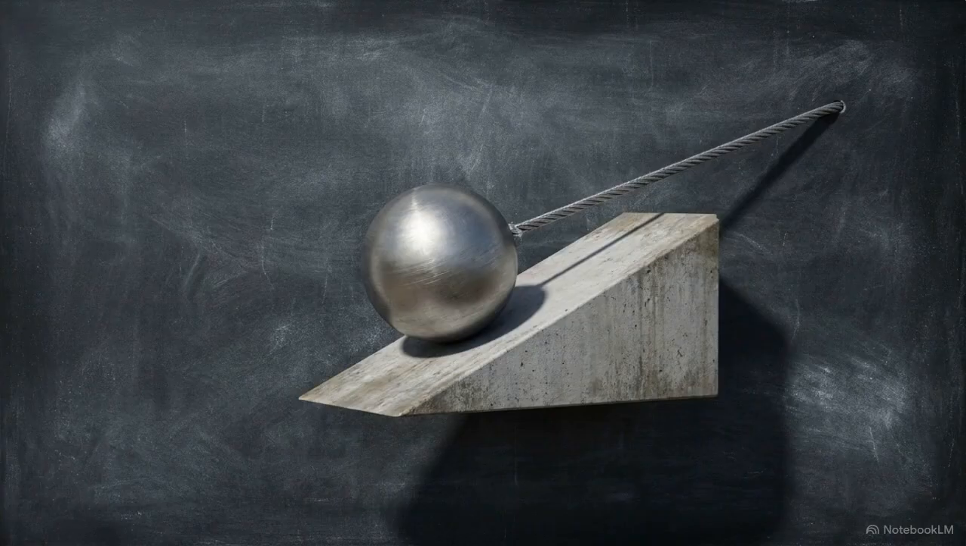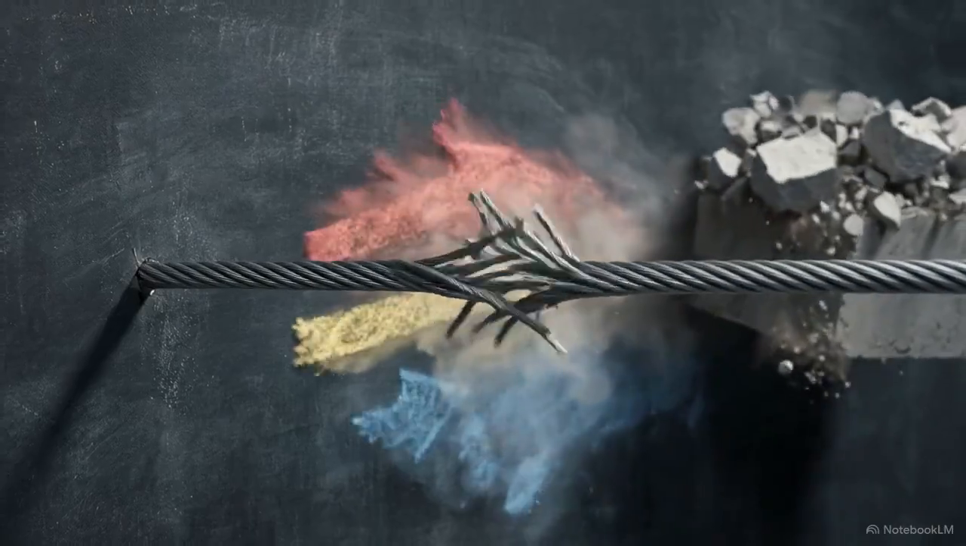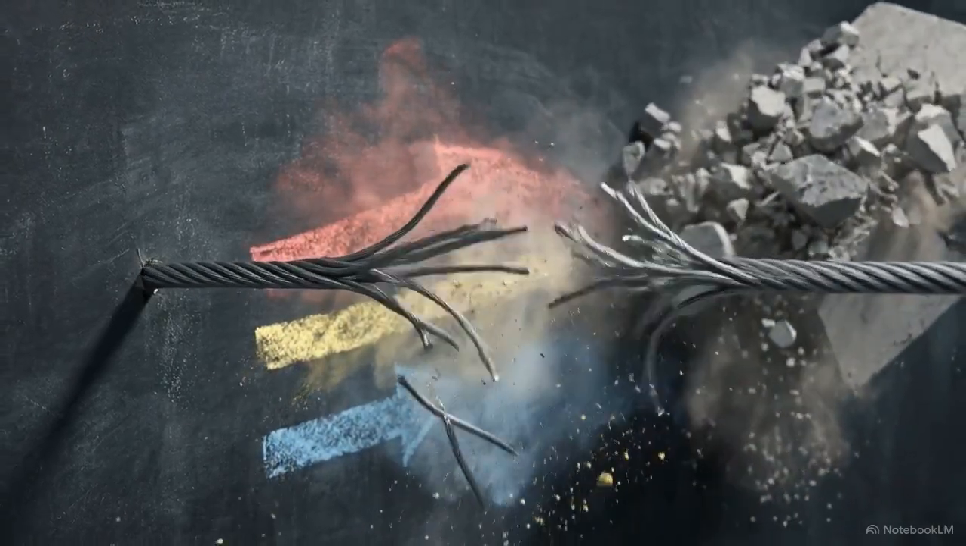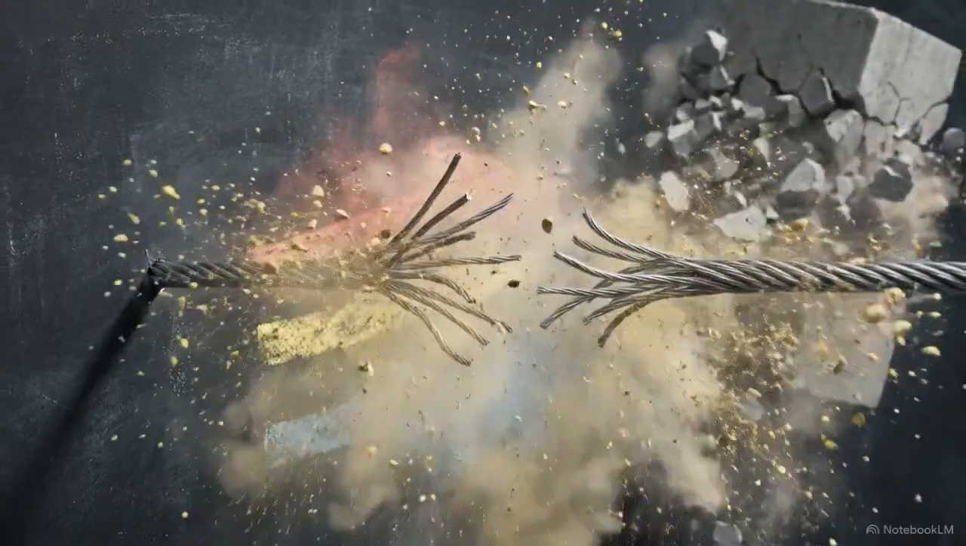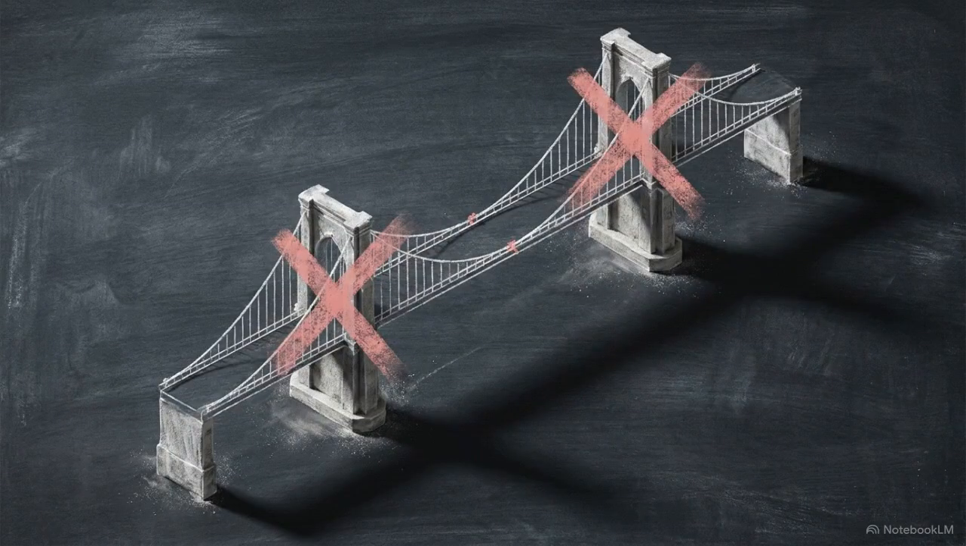To understand how this equilibrium actually works, we have to look past the physical objects and analyze the specific forces acting on them. If an engineer gets these measurements wrong, the string snaps or the ramp fails. They need to know the exact stress placed on these materials to ensure the whole structure won't collapse.